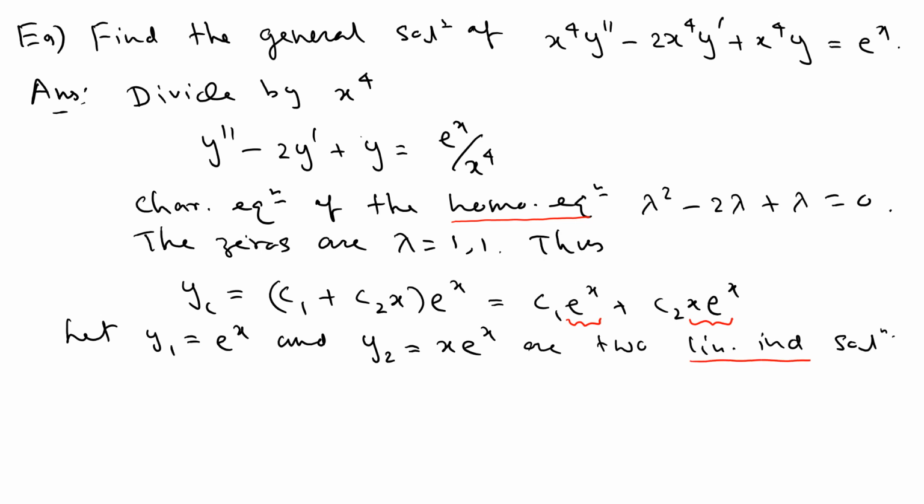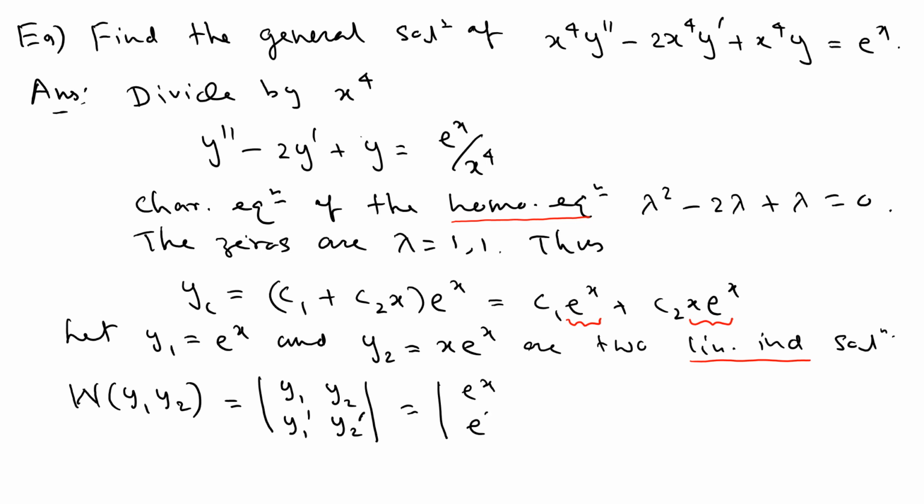So now we're going to find the Wronskian. So it's W of y1, y2, which is the determinant with y1, y2 in the top row and y1 prime, y2 prime in the bottom row. That's the Wronskian. So let's plug in there. You're going to get e^x. The derivative of e^x is e^x again. This is x e^x, so for the derivative you have to use the product rule. So you get e^x plus x e^x. And now you multiply this first and then subtract that product.